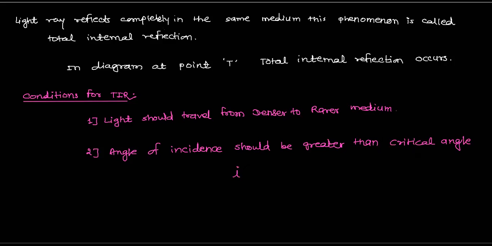That is, angle of incidence should be greater than IC, the critical angle. Okay, then only total internal reflection will be possible. Got it? Okay, next let's move ahead.